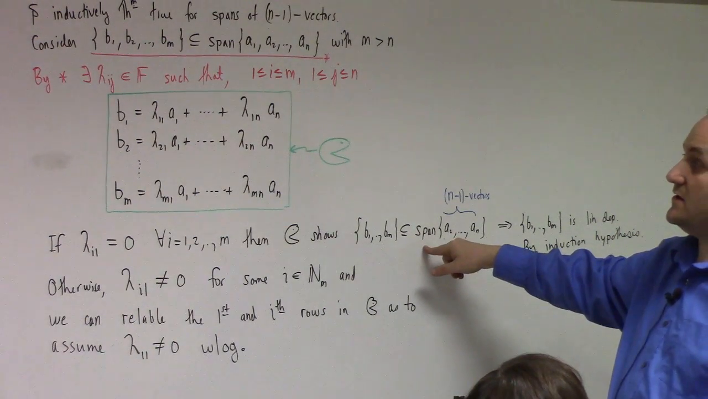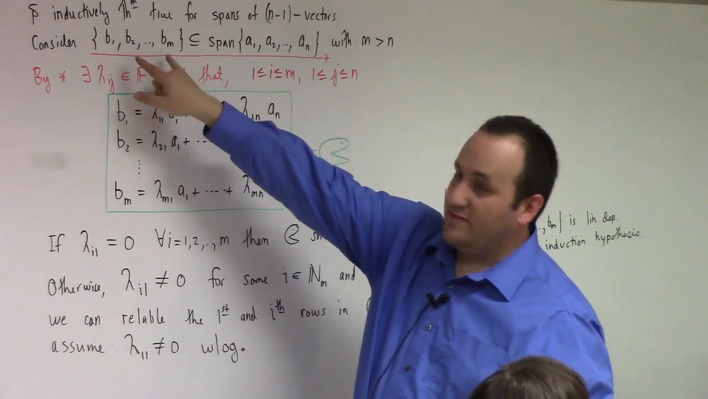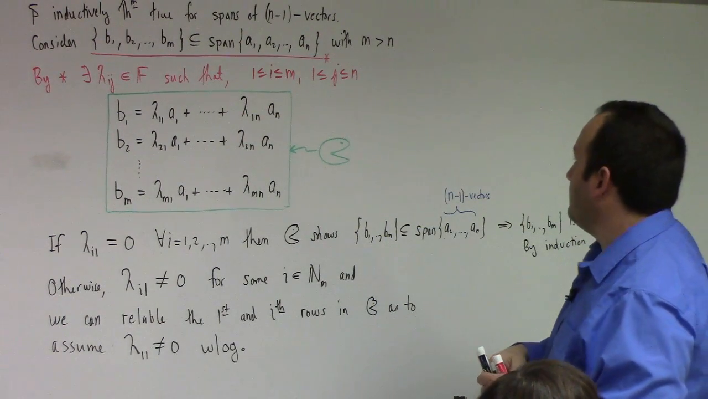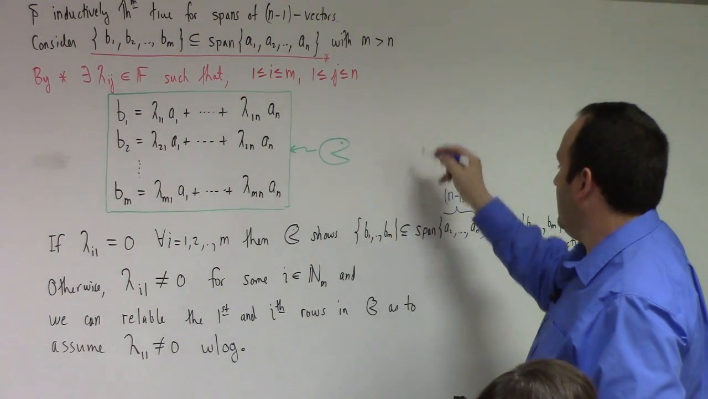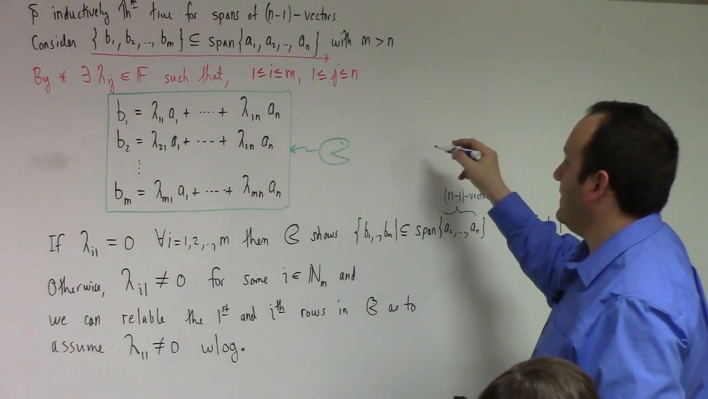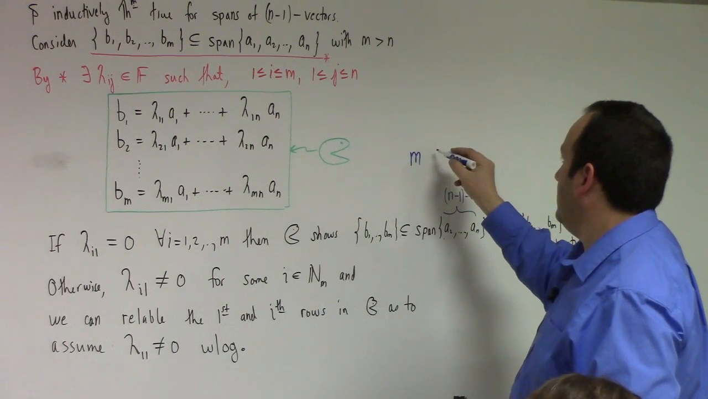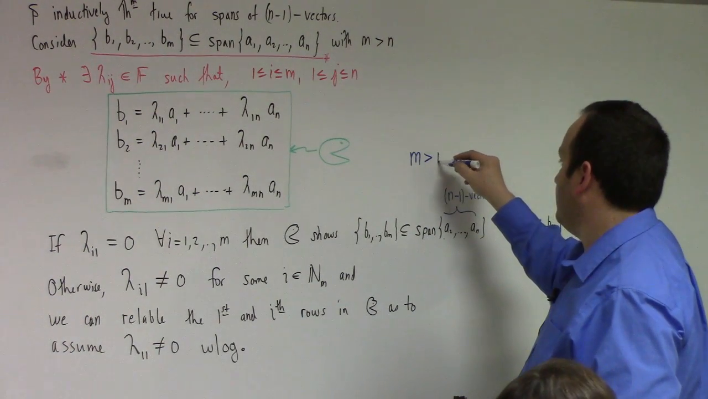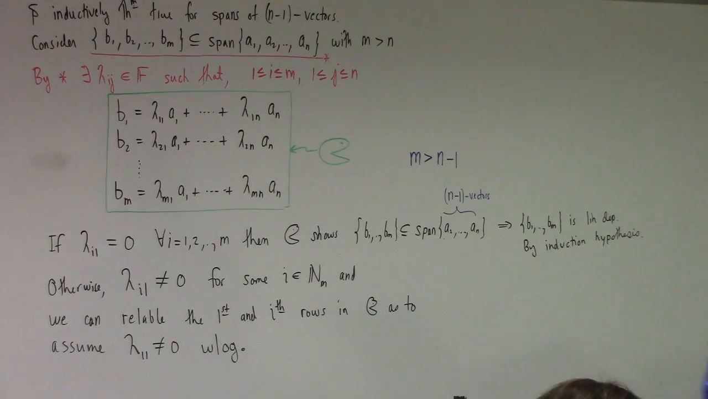But what are we assuming inductively? We're assuming the theorem is true inductively. That means that if I have a subset, now, there's a little bit more to say here. I need to actually apply the induction hypothesis. What do I need? Think about it. I need m greater than what? Not n, but what? n minus 1. That's what we need to apply the induction hypothesis.